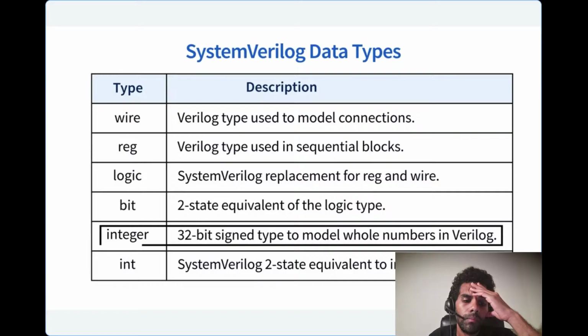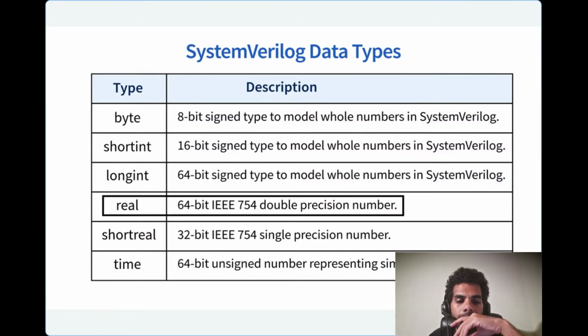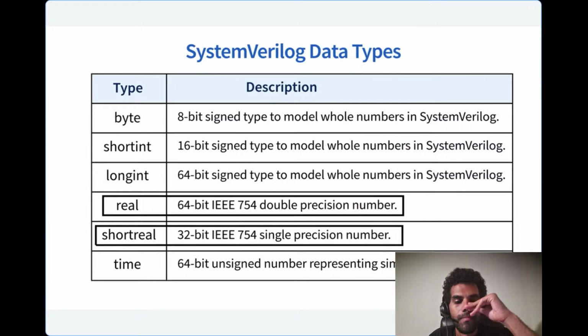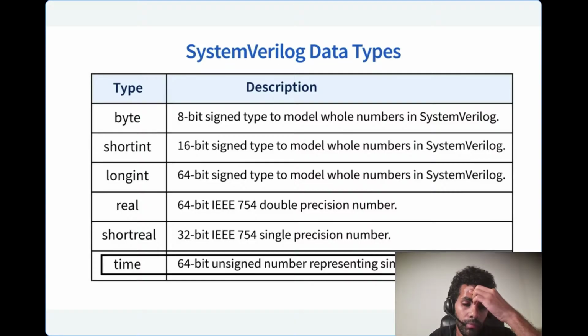And integer types such as byte, shortint, and longint offer different bit widths for counters and arithmetic operations. Floating point types like real and shortreal are mainly used in simulation and verification to model real-world maths. And the time type is used to track simulation time and also to measure delays.